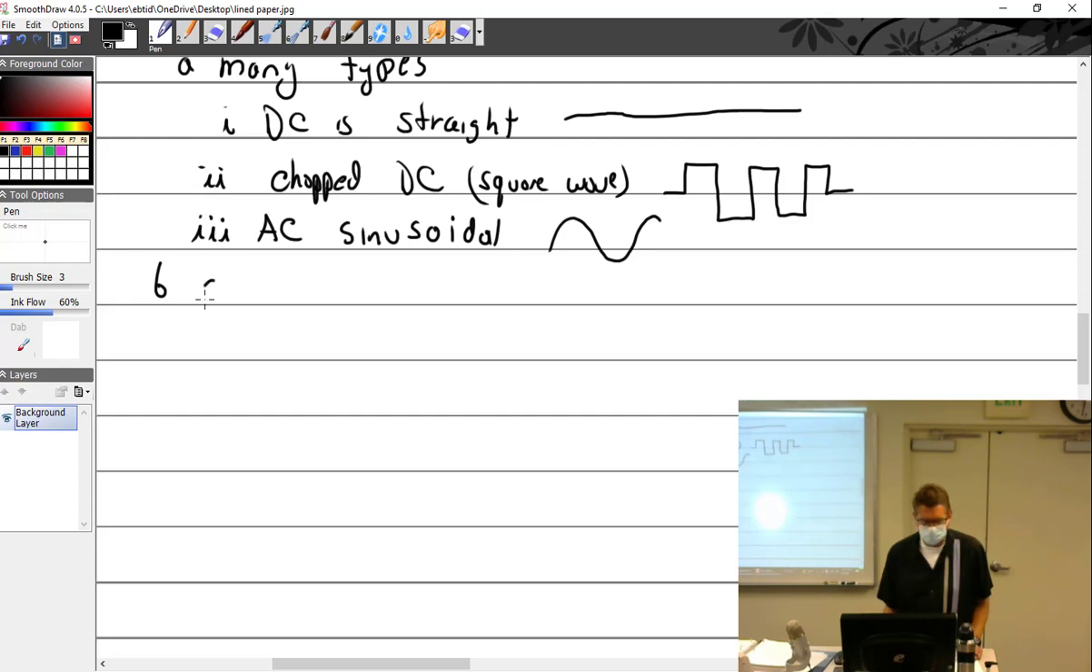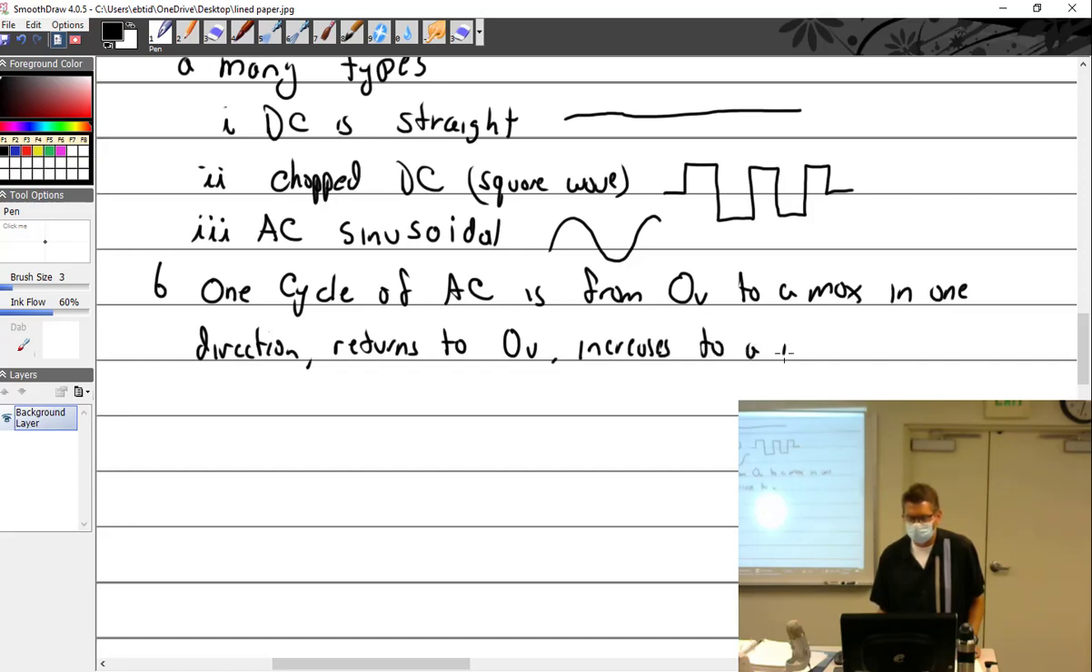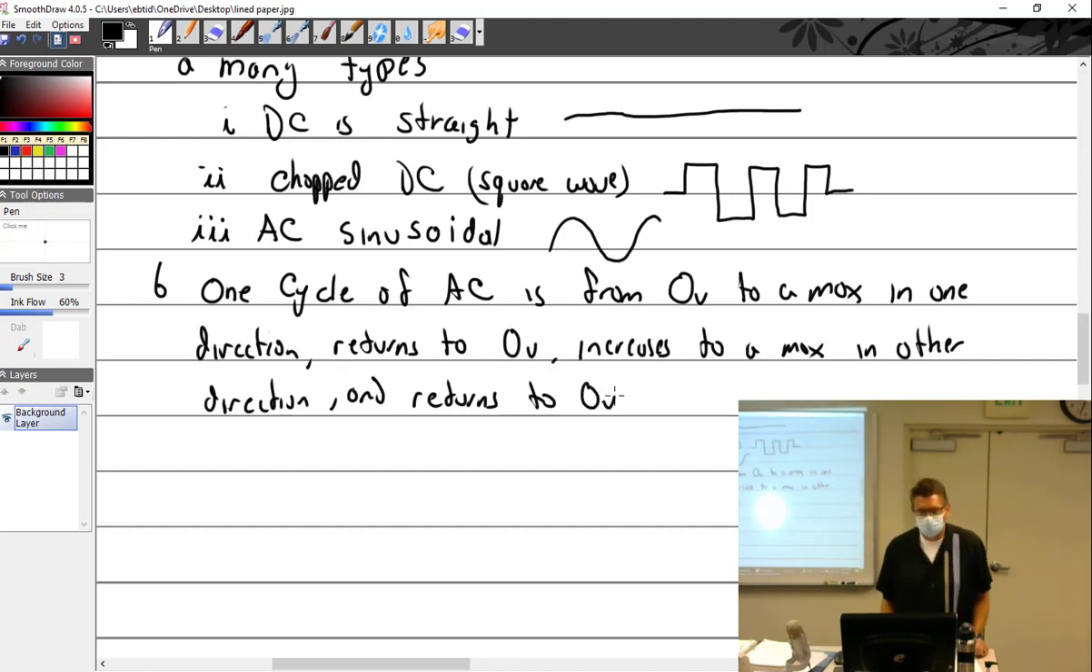Okay, back to this. One cycle of AC is from 0 volts to a maximum in one direction, returns to 0 volts, increases to a max in the other direction, and returns to 0. Now, that's one way to define it. But really, I would say one cycle is from one spot to a complete in the next spot.